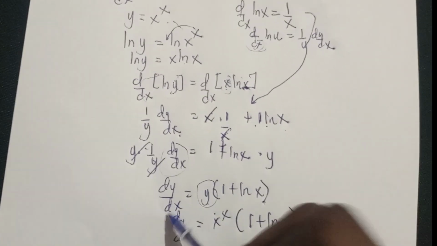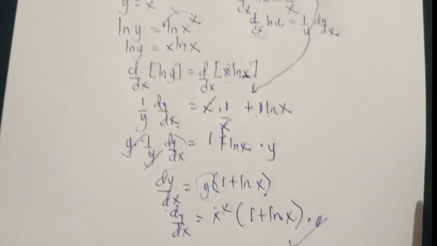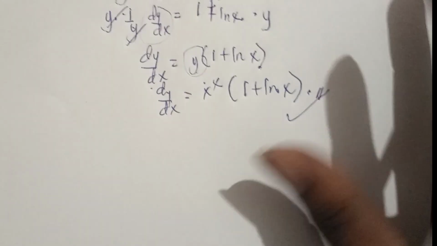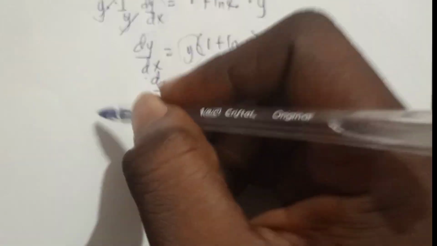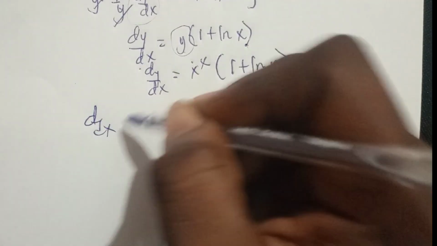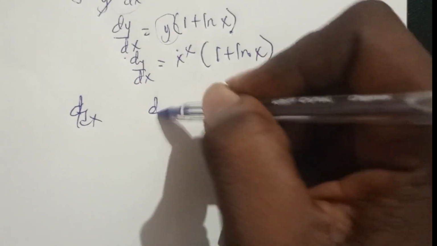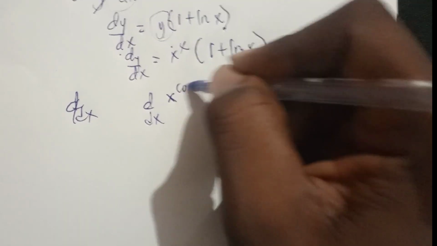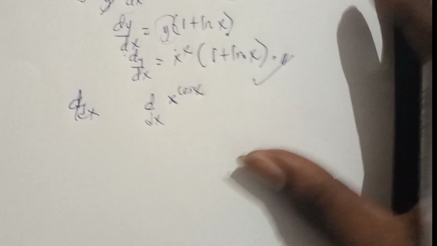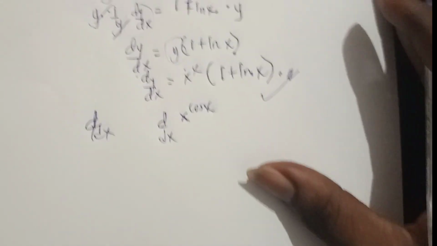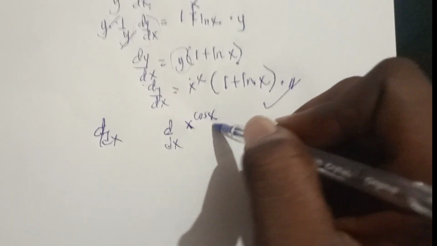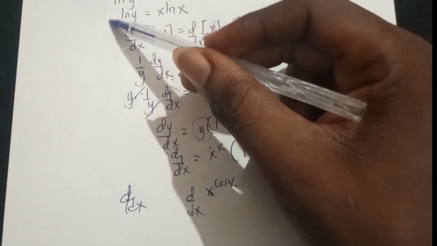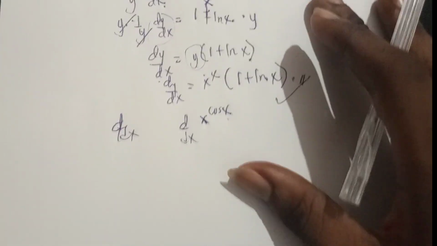You can use the same method to solve different types of questions. So let's try more questions on this. Let's assume we are told to differentiate x to the power cos x. So how are we going to do this? Since we have a variable here and here, it's going to be like the first one. We are going to use the same steps and the same procedure.